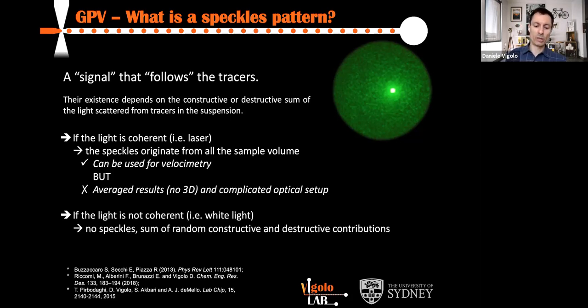Now, the problem with white light, of course, being at the other side of the spectrum, literally, is the fact that it's not coherent. And so you don't get speckles.